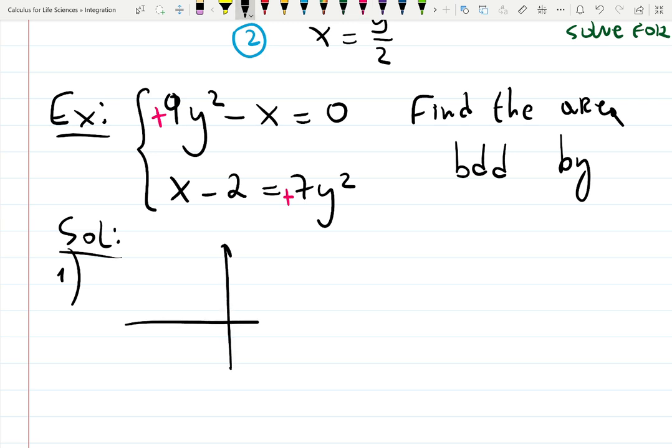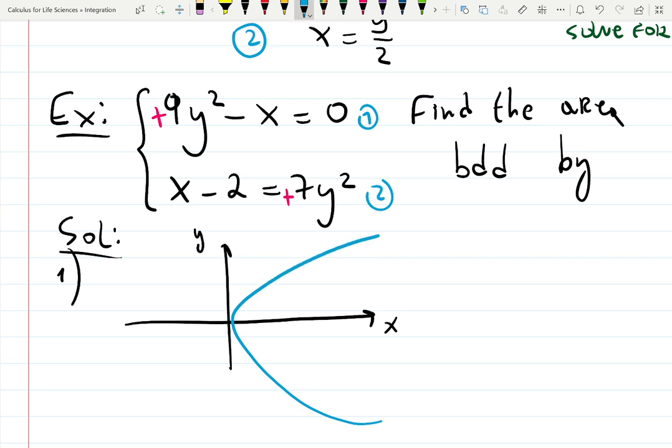So I will sketch x and y, and you have two cases. Equation number 1 gives you (0, 0). So that one will be touching 0 and smiling to the right. Let me write it down. This is 9y squared minus x equals 0. And the other one is shifted by 2 units to the right.